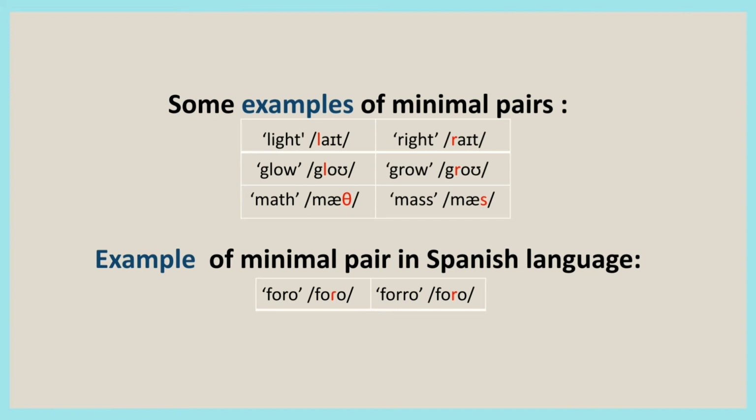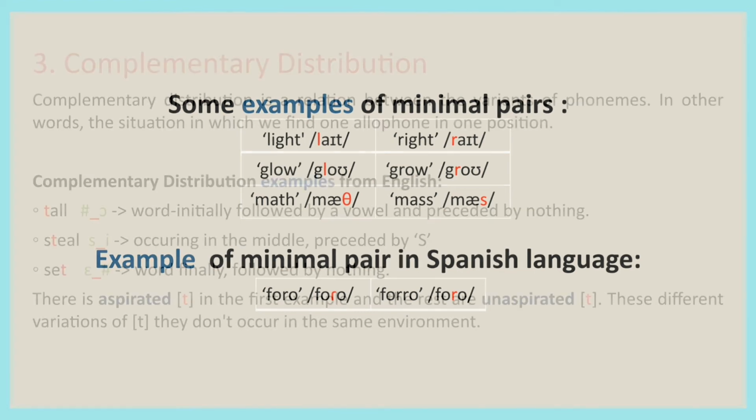Okay, I have an example of a minimal pair in the Spanish language, as in the words furrow and furrow. Sorry if I produce it wrong because I'm not a natural speaker, but we can see they differ in the r sounds. These are all language specific because phonology is language specific.